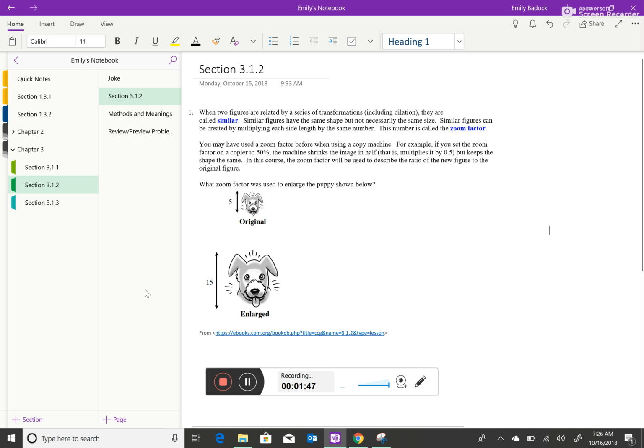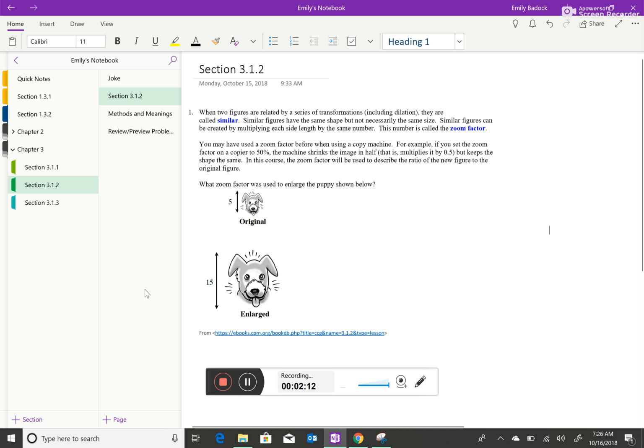A lot of kids get similar and congruent mixed up. Congruent means they are exactly the same. When you think about congruent, I want you to think about twins, obviously identical twins. They are congruent. They are the same. They look the same. Sometimes they act the same.